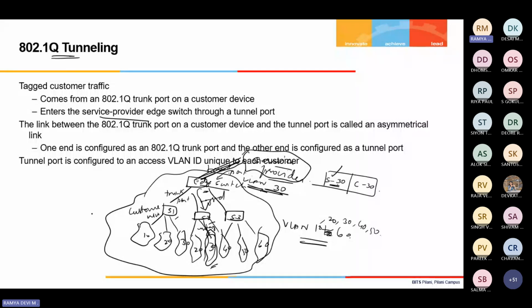If the configuration is mismatched in the port configuration, it makes the link asymmetrical. Each tunnel port on the service provider switch will be assigned a unique VLAN ID, and this will not be visible to the customer. In order to ensure the traffic from each customer is isolated, we'll be using tunneling.